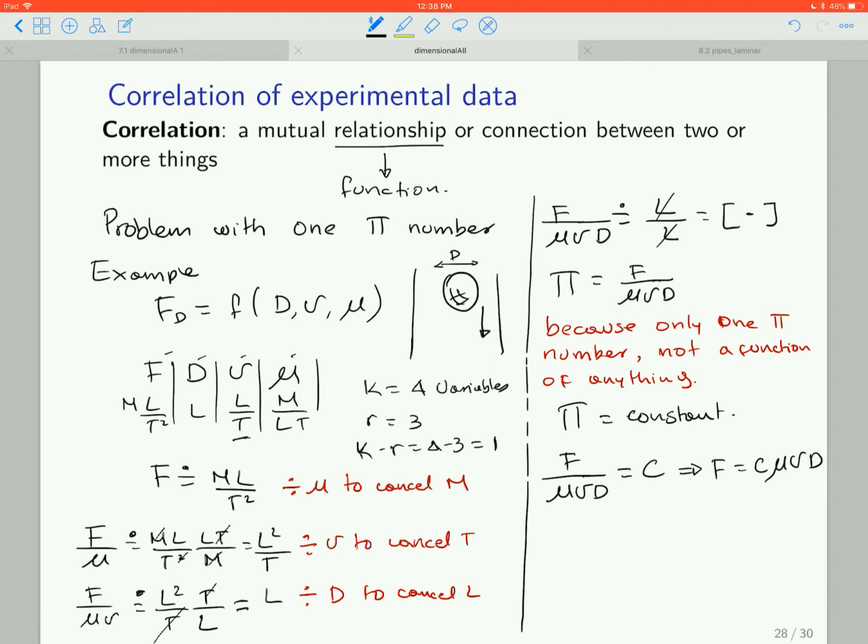So in this case, when we have just one pi number, we can actually have a mathematical expression. What it is telling us is that the force is a function of mu V D, and the slope is a constant. That slope has to be found experimentally, of course.